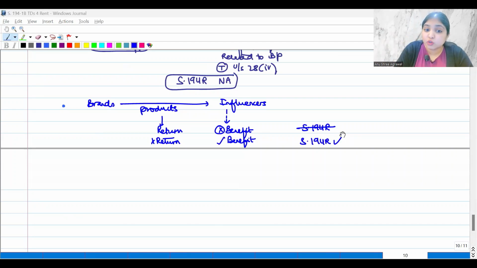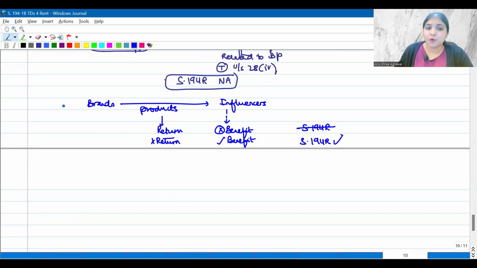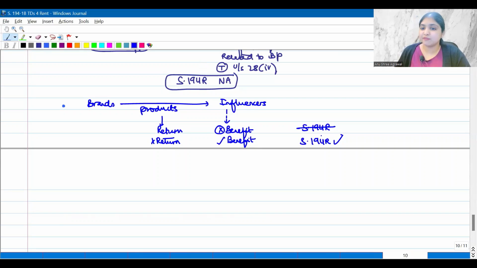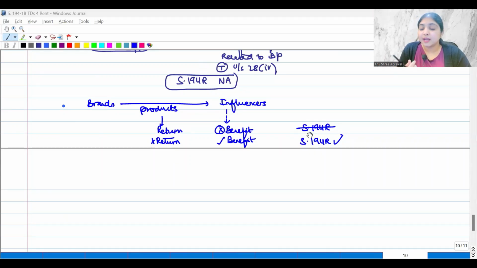So with respect to social media influencers, will section 194R apply or not? It depends upon whether the influencer will return the product or not. If the influencer is going to return the product, then the influencer did not enjoy any benefit. If he did not enjoy any benefit, then 194R will not apply. But if the influencer is not going to return the product, that is, he is going to keep the product with himself, then of course he is getting a benefit. Then yes, section 194R also will apply. Understanding, everybody? This is also clear.